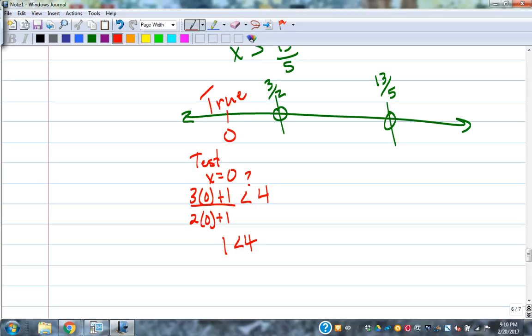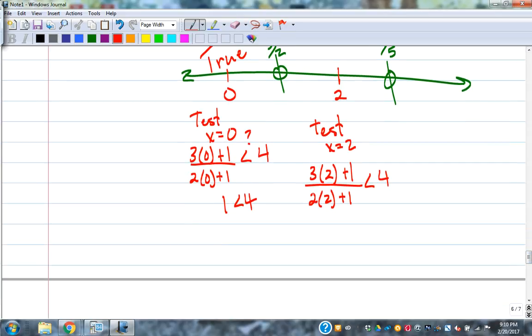Okay? We pick a number in between 1.5 and 2 3/5. 2 would be a good number that's in between there. So we're going to test x equals 2. 3 times 2 plus 1 over 2 times 2 plus 1. Is it less than 4? So that's 6, 7 over 5. Is that true?